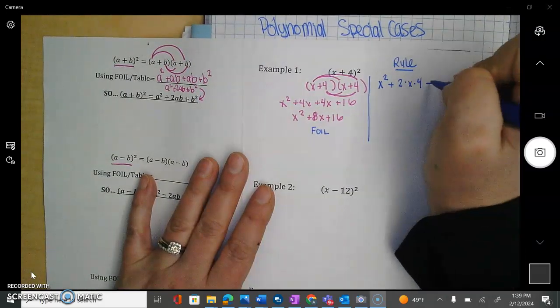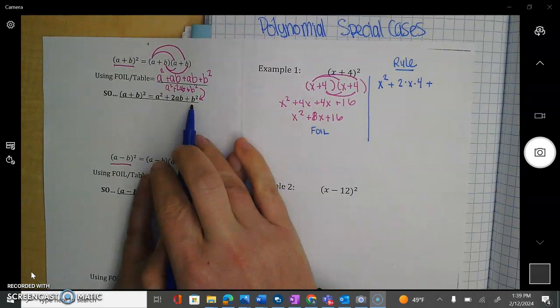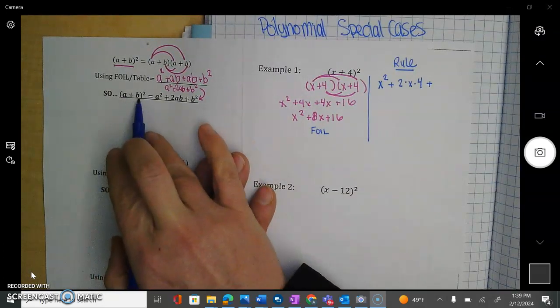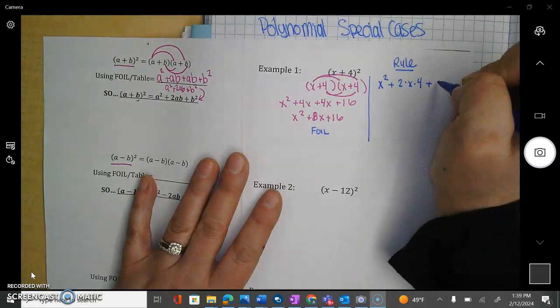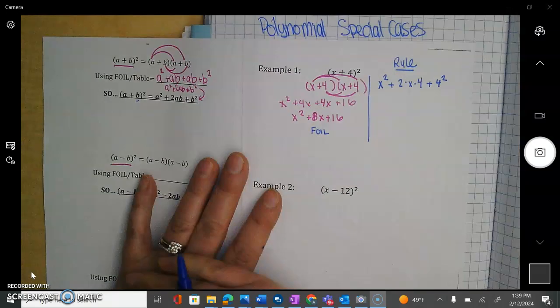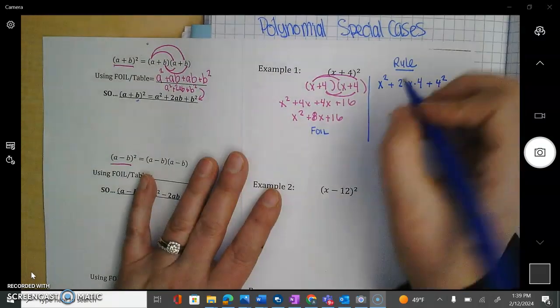The last part of this trinomial is b squared. That's the second term in the problem squared. So in this case, our second term is 4 squared. All right, I'm going to go ahead and simplify this.